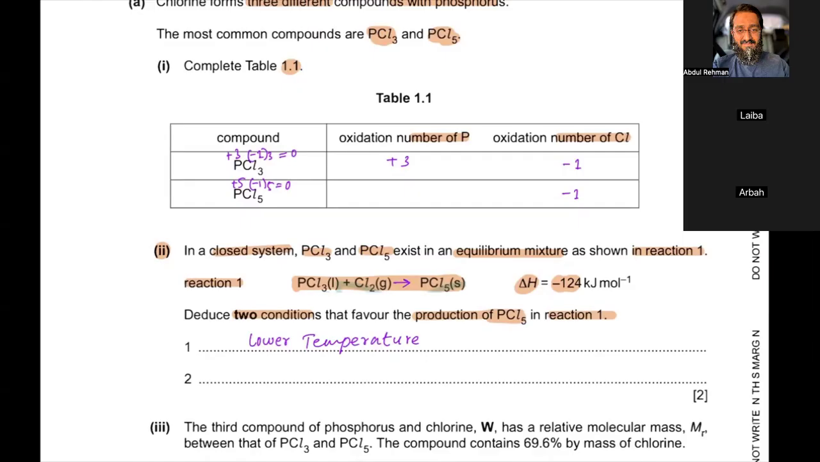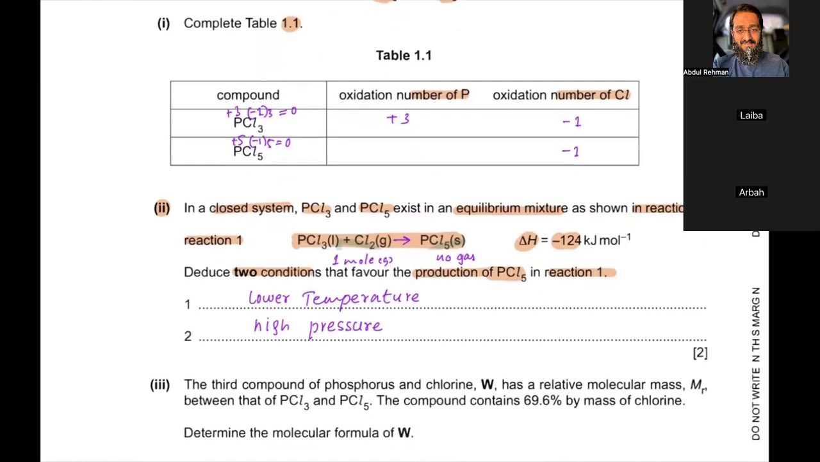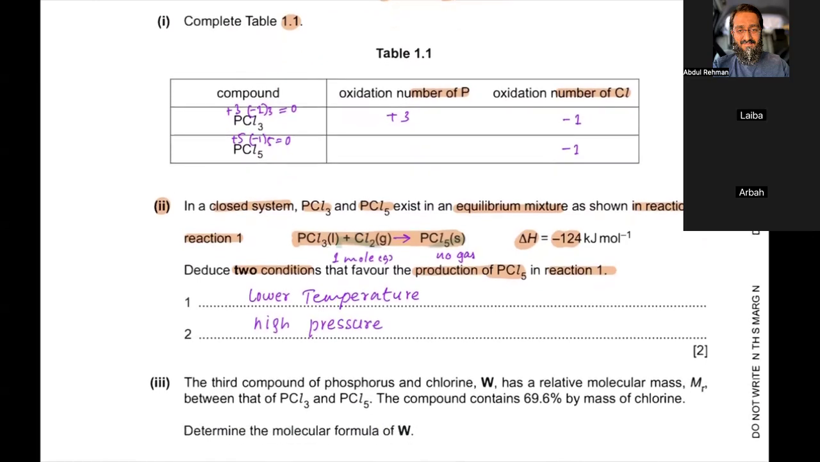we have 1 mole of gas on the reactant side and no gas on the product side. So the product side has fewer moles. So increasing pressure shifts the equilibrium towards the side which has fewer moles of gas. So we can use high pressure and low temperature to increase the yield or the production of PCl5. I hope it's clear to all of you.